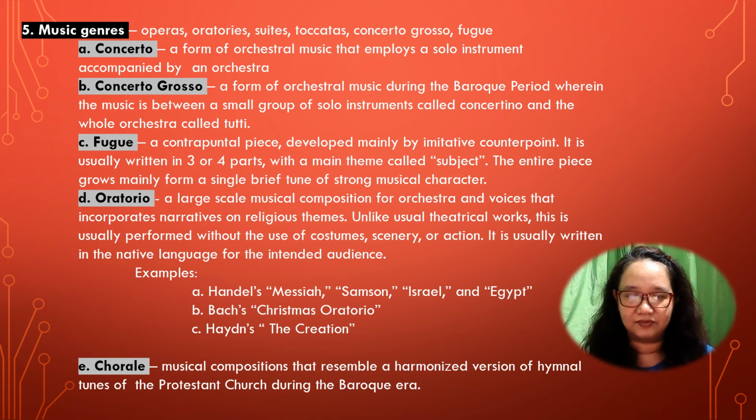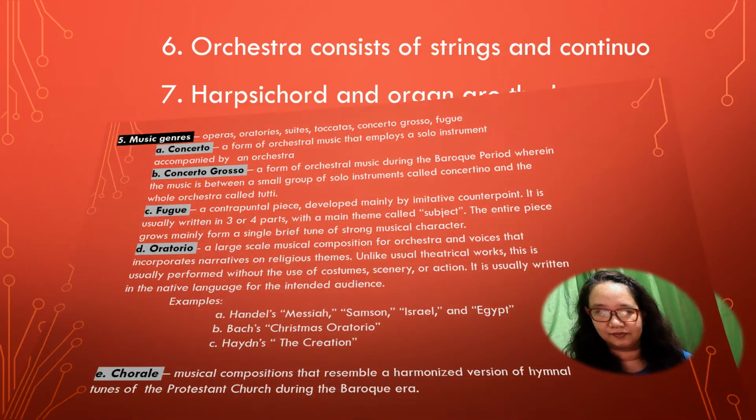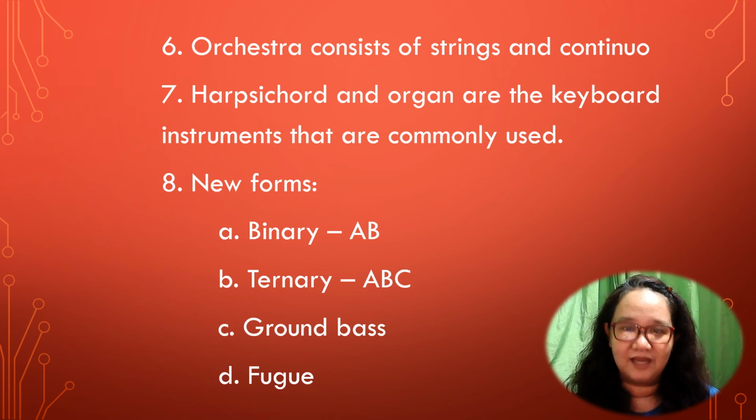Next is chorale. These are musical compositions that resemble a harmonized version of hymnal tunes in the Protestant church during the Baroque era. Next, the orchestra consists of strings and continuo. Harpsichord and organ are the keyboard instruments that are commonly used. And the new forms: the binary, ternary, ground bass, and fugue.